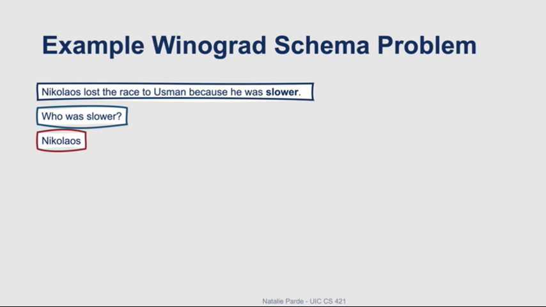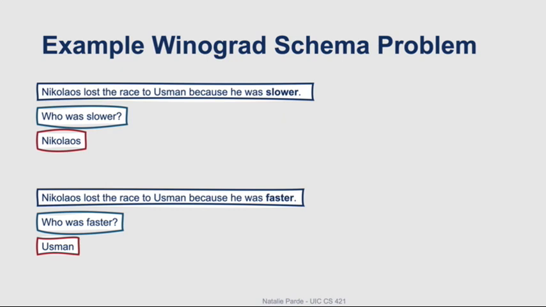Here's an example to put that more in context. Let's say we have the sentence, Nicolas lost the race to Usman because he was slower. That's our base sentence, so we have two entities, Nicolas and Usman, and we have a pronoun, he, that could grammatically refer to either of them, but that we as humans know refers to Nicolas because common sense tells us that slower people lose races. Then we have the question, who was slower? So we're asking to which entity the pronoun he refers. Our answer, as we've already discussed, is Nicolas.